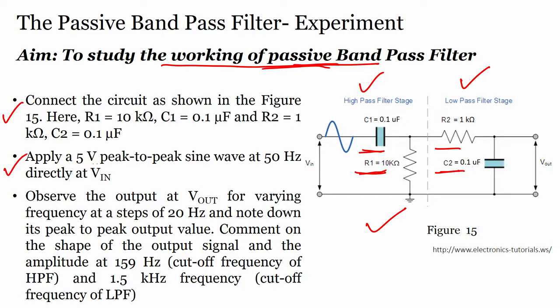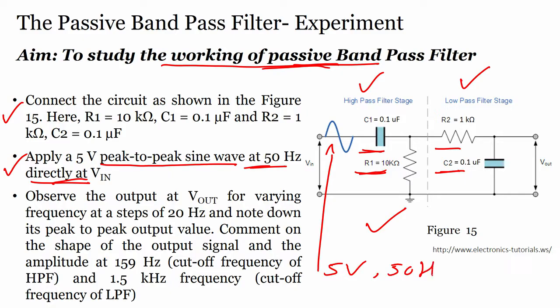Second, apply a 5 volts peak to peak sine wave at 50 hertz directly at V in. We will apply here this voltage, your 5 volts, right, and frequency is 50 hertz. Observe the output V out. Here we have to observe the value of V out for varying frequency in steps of 20 hertz, and note down its peak to peak output voltage. Comment on the shape of the output and the amplitude at 159, the cutoff frequency, right, and at 1.5 kilohertz, cutoff frequency of low pass filter.